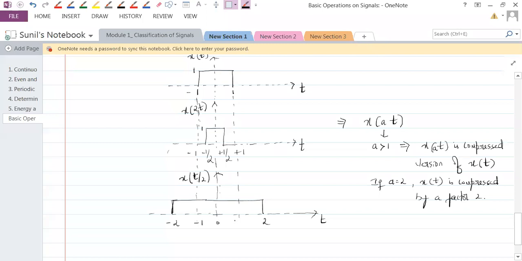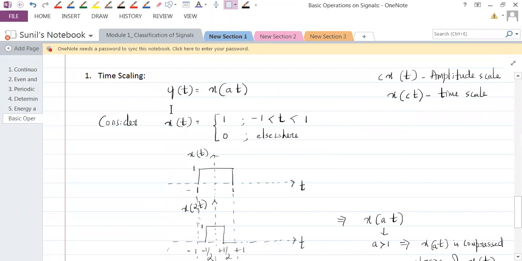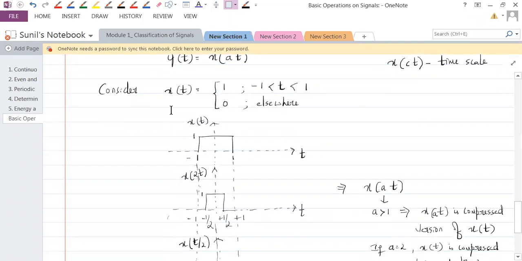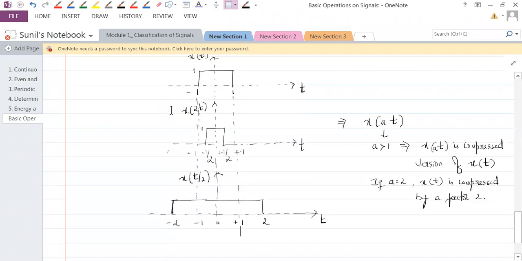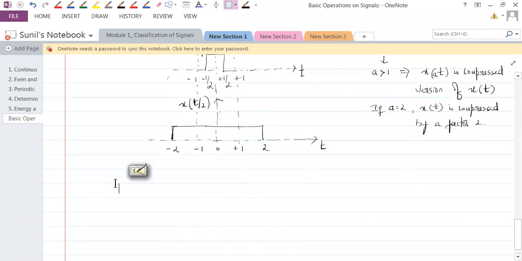If you multiply the time axis by a number less than 1, then the signal will expand. If t is multiplied by a number greater than 1, what happens to x of t? x of t will compress. So 2t means it gets compressed by a factor of 2. t by 2 means it gets expanded by a factor of 2. So this is what time scaling is. Very important because we'll be using it in many places. Understand that? So let's generalize, summarize.